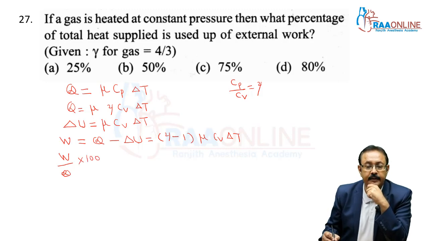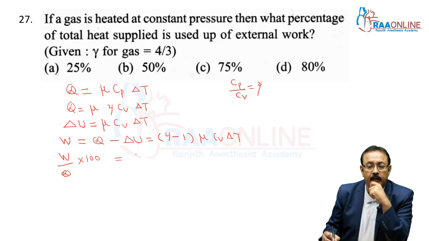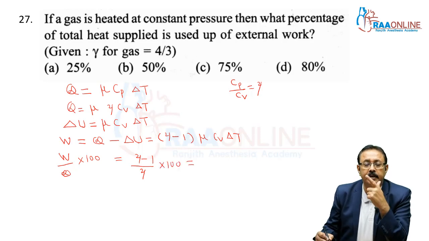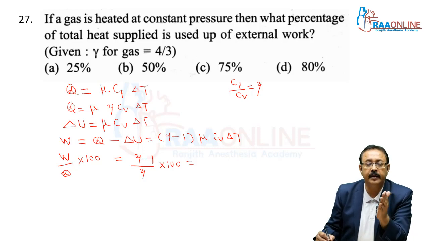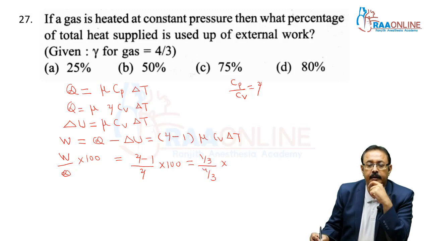So what will you get? When you divide, mu Cv delta T will cancel out, and we get gamma minus 1 upon gamma into 100. Gamma is given as 4 by 3. So 4 by 3 minus 1 is 1 by 3, divided by 4 by 3, into 100. Cancel 3 with 3, so we got 25%. So we are going with option A, which was correct.